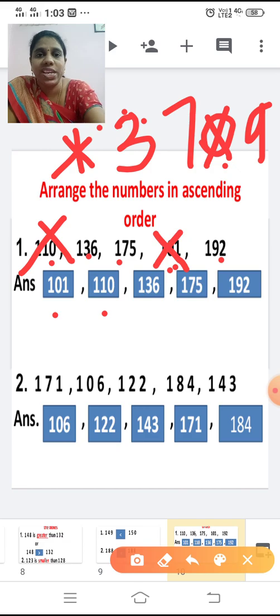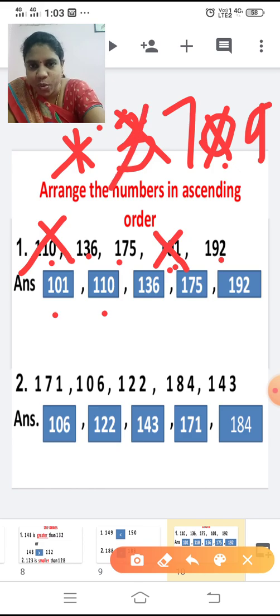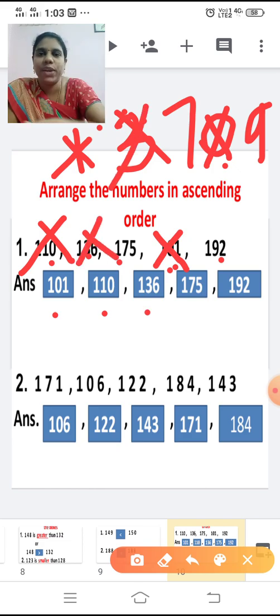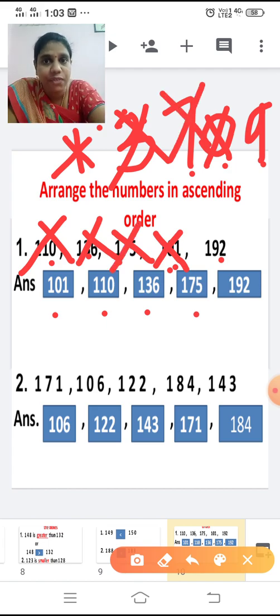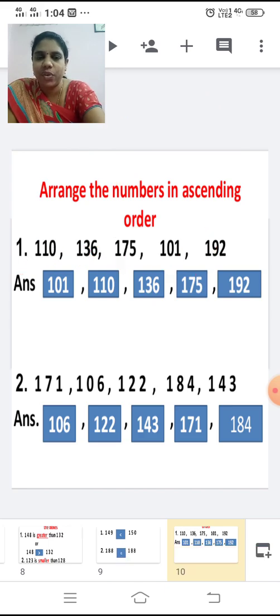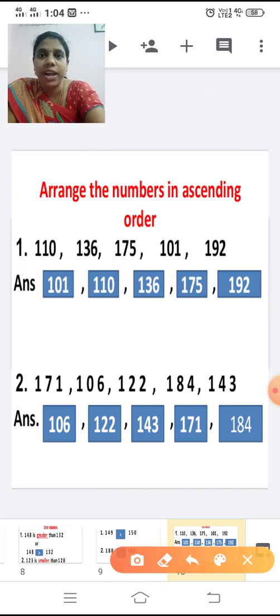Now tell me, out of 379 in the tens place, which is smaller? 3 is smaller, right? So 136. So write 136. Next one, out of 7 and 9, which is smaller? 7. So 175. Write 175. Last, 192.